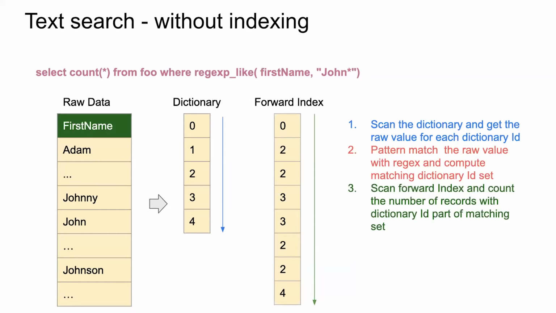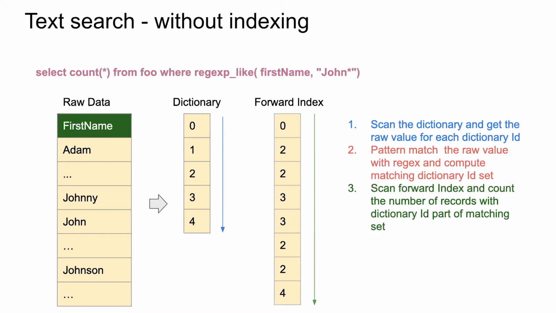So what we will do is scan the dictionary, where the size of the dictionary is the cardinality of the column. We'll scan the dictionary and get the raw value corresponding to each dictionary ID. Once we get the raw value, we do pattern matching with the regex that the user specified in the regexp-like function. In this step, we compute a set of matching dictionary IDs. Once we have this set, we scan the entire forward index and count the number of records which have a dictionary ID that is part of the matching set. So the good news is that we are using dictionary-based matching, but still we are doing a full table scan to do a regular expression search.